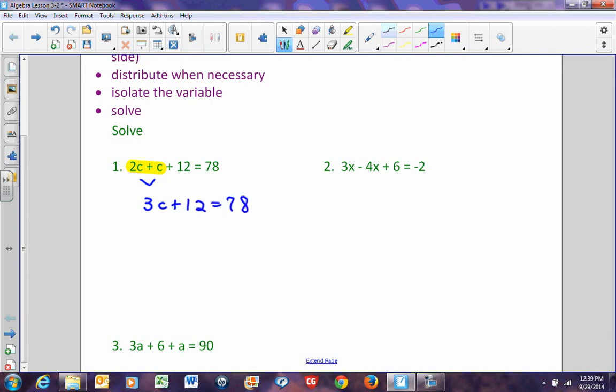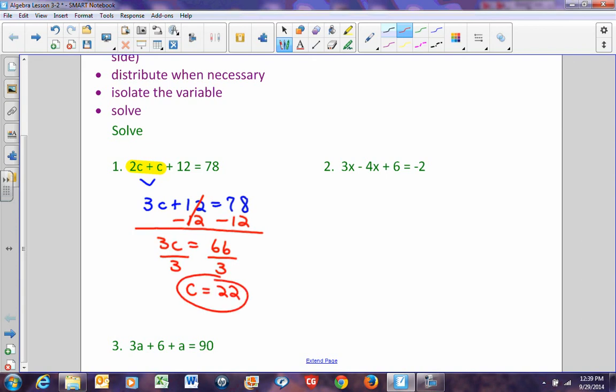Now, this is a simple 2-step equation. All I need to do is get c all by itself. They added 12, so I will subtract 12 from both sides of the equation. I now have 3c equals 66. Divide by 3. And c equals 22. Again, I can check my equations by just plugging 22 back into the original equation for c, and I would know if I was right or wrong.